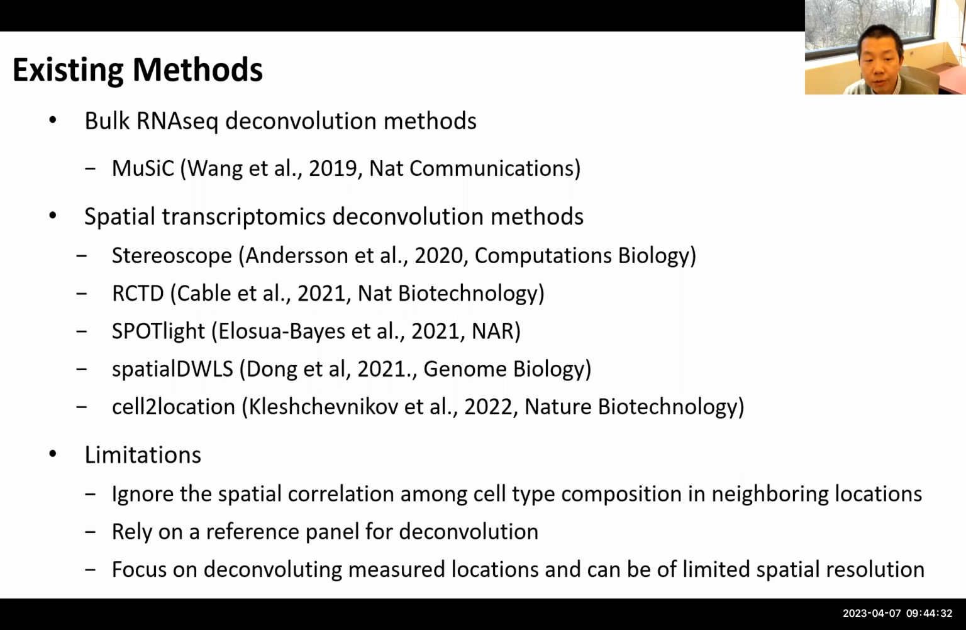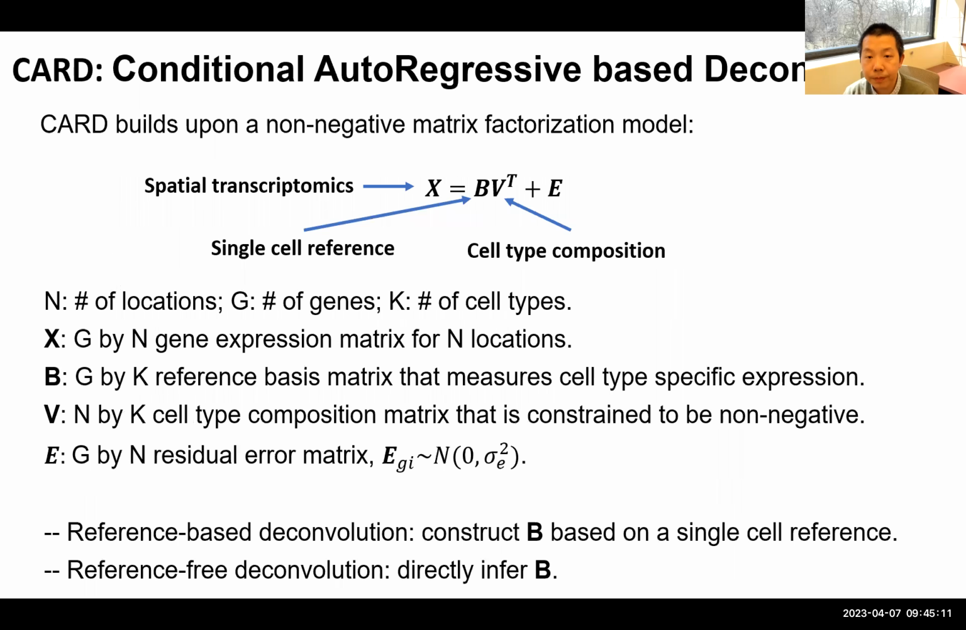The second important limitation of those methods is that they all need to rely on a single cell reference panel to perform cell type deconvolution. It turns out that our method can either use a single cell reference, or it can perform cell type deconvolution in a reference-free fashion, so that you no longer need to provide any single cell reference data. And finally, all those methods focus on deconvoluting measured locations, which can be of limited spatial resolution. Our method, because of its modeling of the spatial correlation, can be used to impute cell type composition or gene expression on unmeasured locations.